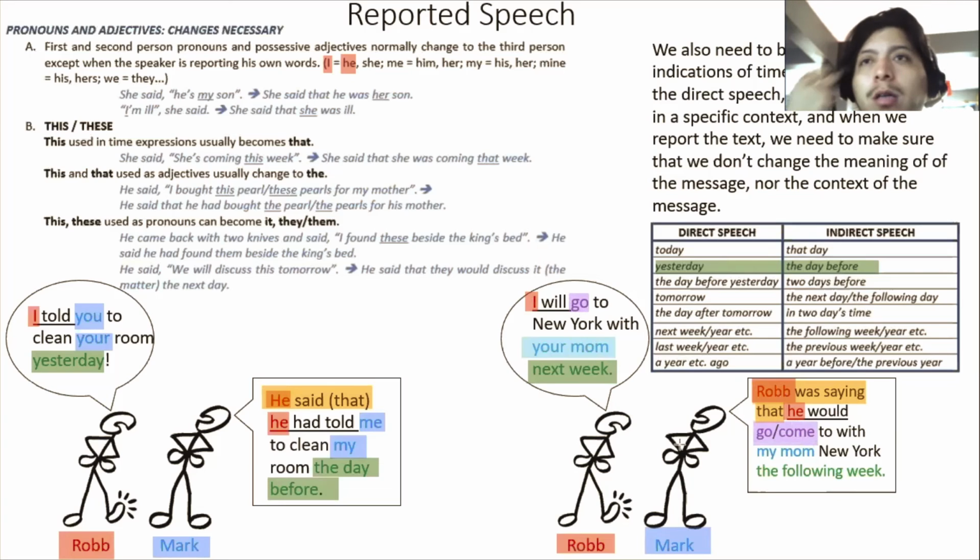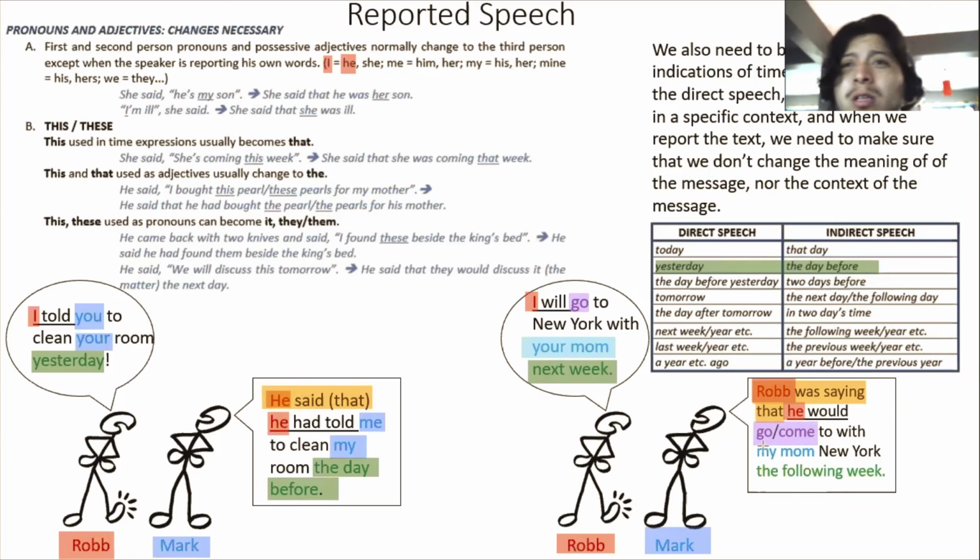Si yo estoy en un lugar que no sea Nueva York, Rob dijo que él iría a Nueva York con mi mamá. Si yo estoy en Nueva York, Rob dijo que vendría con mi mamá a Nueva York. Eso depende de dónde estoy. Cuando Rob esté contando esto, cuando Mark esté contando esto, ¿dónde está Mark? Si está en Nueva York, tiene que decir come. Si no está en Nueva York, tiene que decir go. Ahí va a depender de dónde estés, ¿sí?